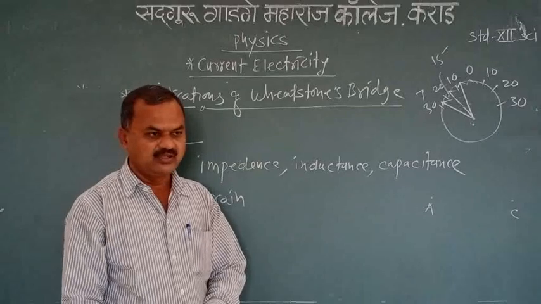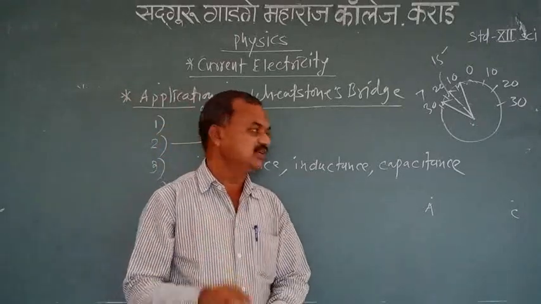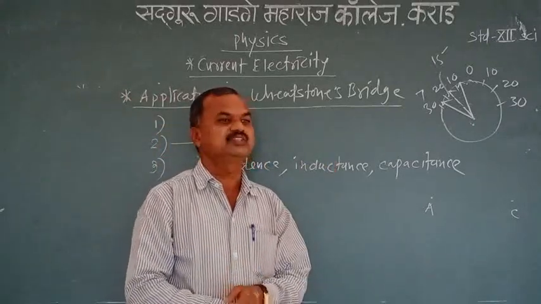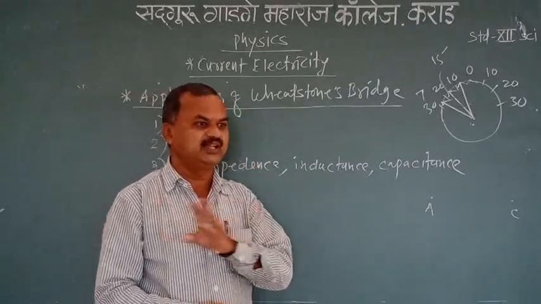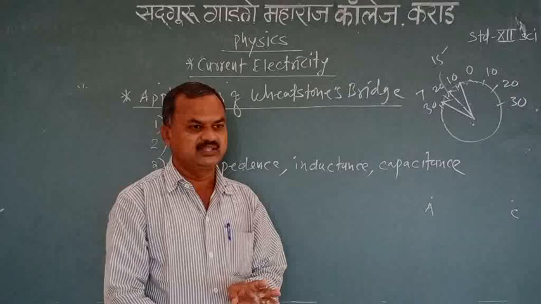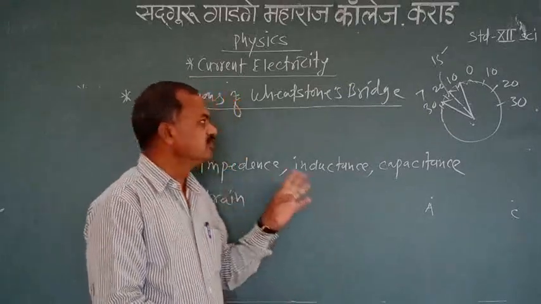In this method, we can't observe a null point. Therefore, this method is an equal deflection method, not a null deflection method. This is a special method for determination of resistance of galvanometer.